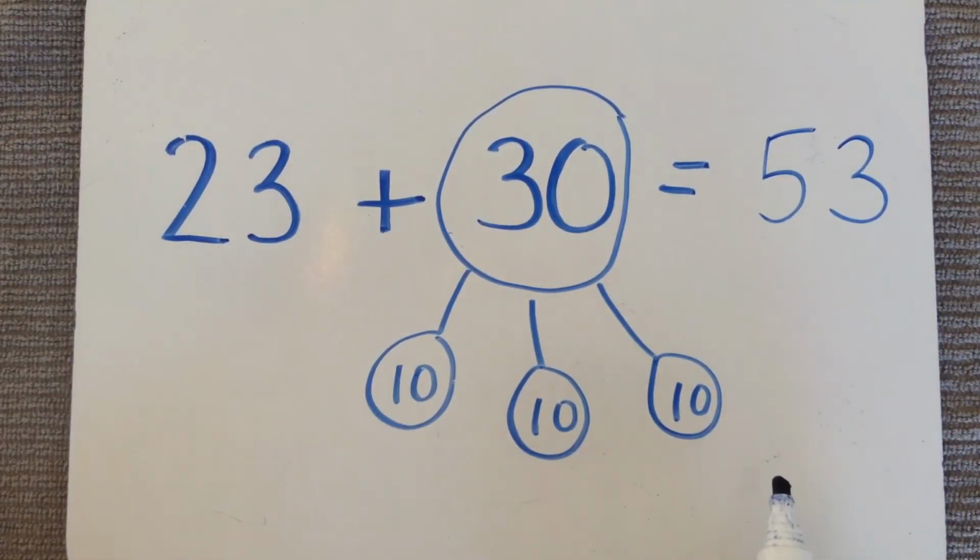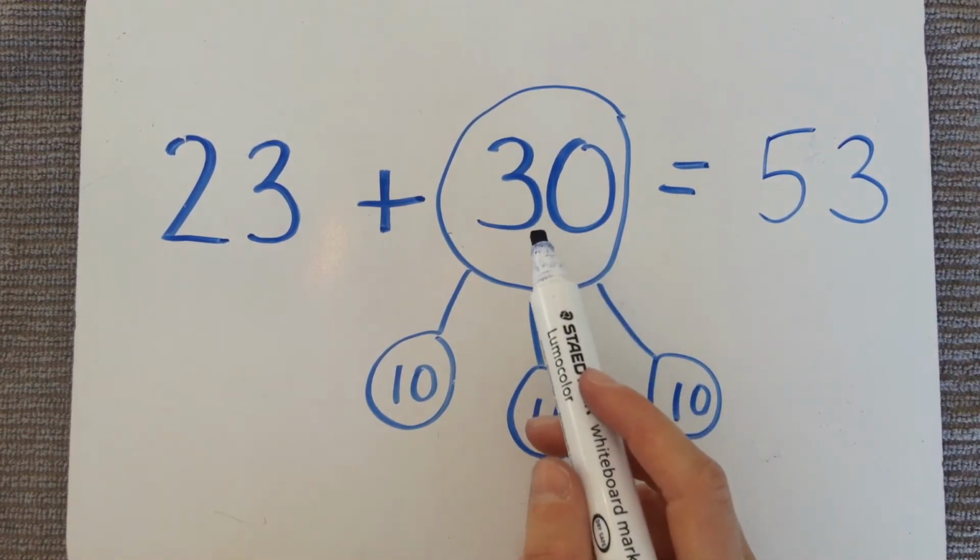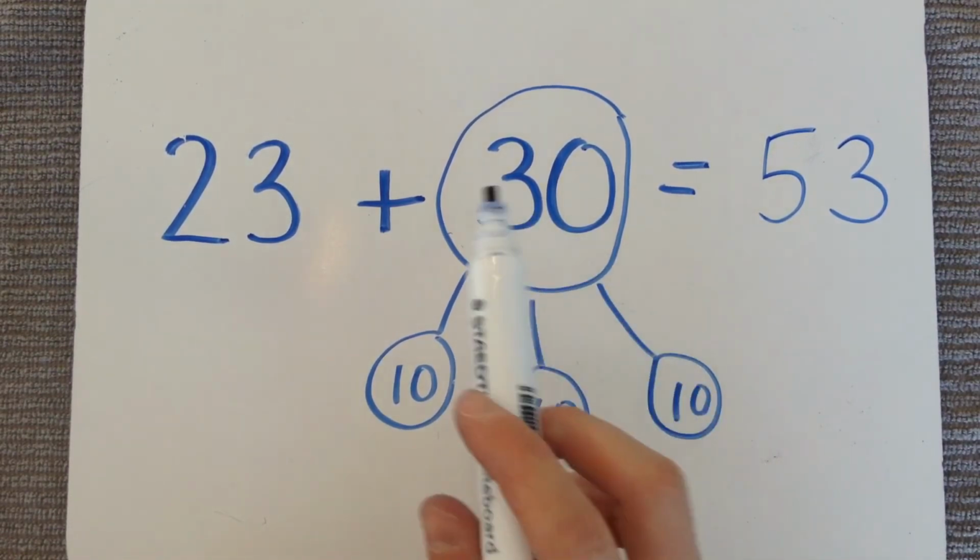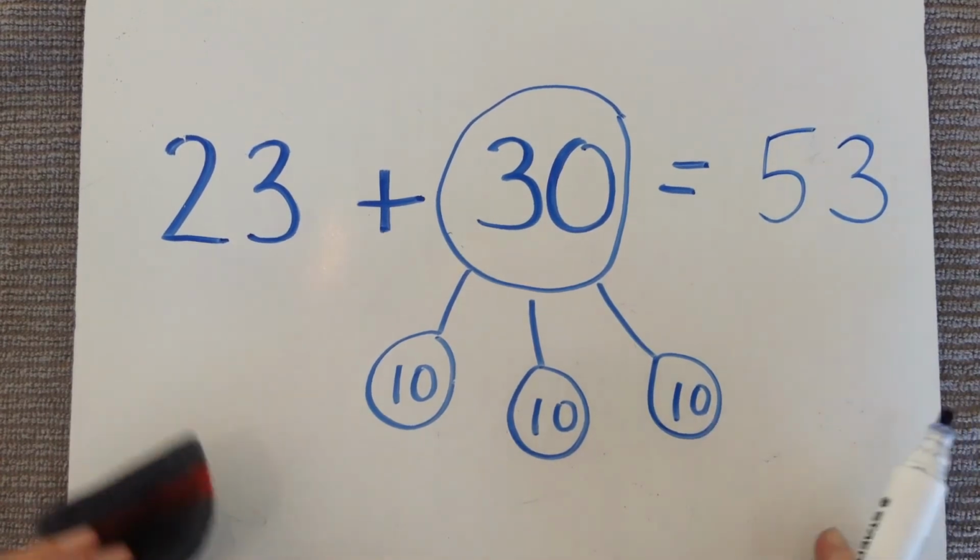Hopefully this is helpful. Remember, anytime you see a number that ends in 0, you can turn it into groups of 10. And that way you can skip count by tens to help you find the answer.